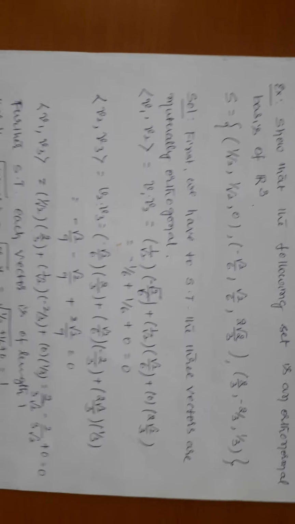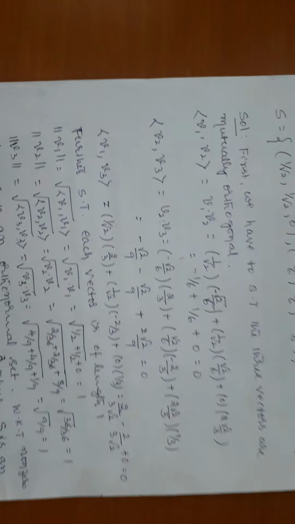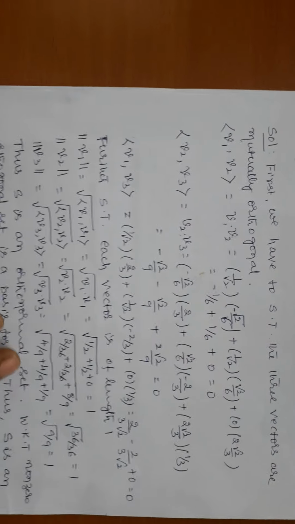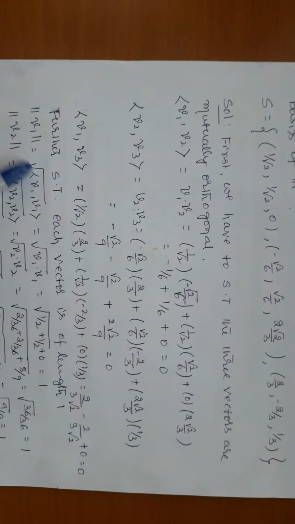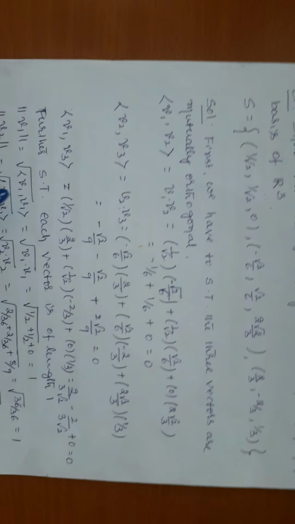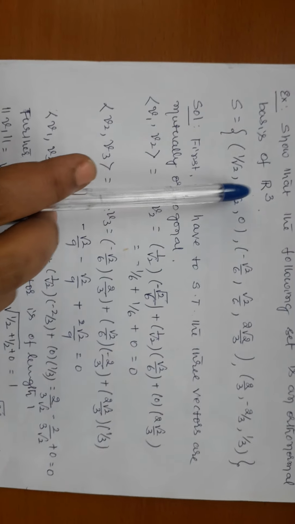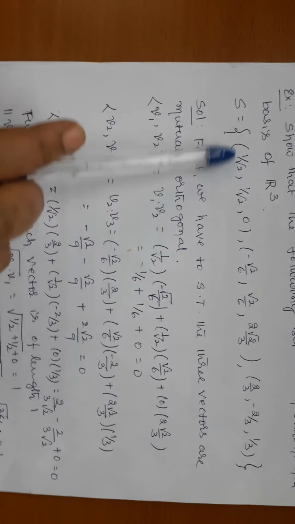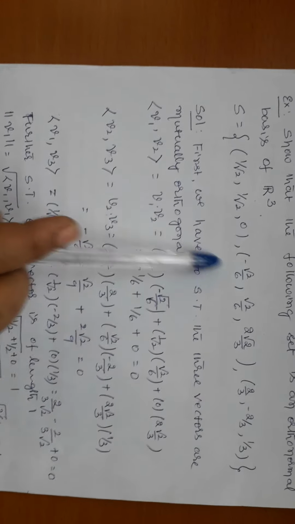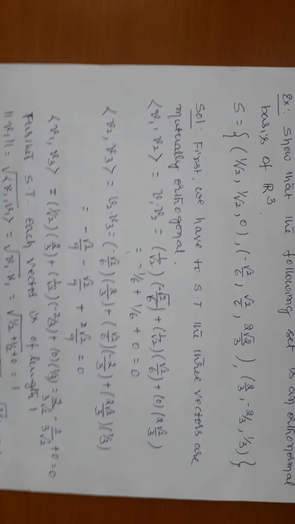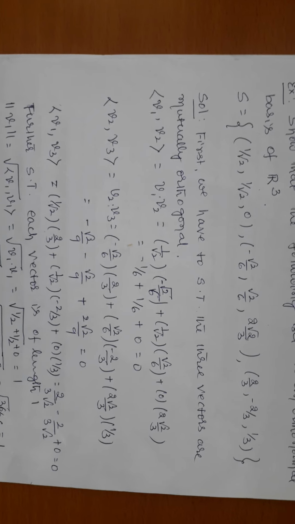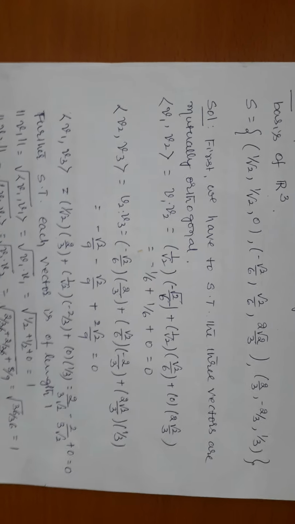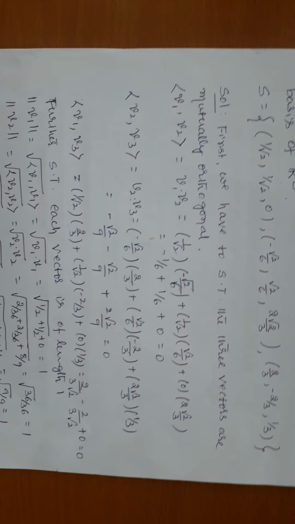Therefore it is an orthogonal set. In the next step, I want to verify that the length of each vector is 1. For that, I have to find the norm of v1. What is the norm of v1? It is the square root of the inner product of v1 comma v1. Take this value of v1, square it, and we get 1. Similarly, take the norm of v2 and the norm of v3. The root of the inner product of v2 with v2, that is v2 dot v2, we find it to be 1. And the inner product of v3 with v3 also gives 1.